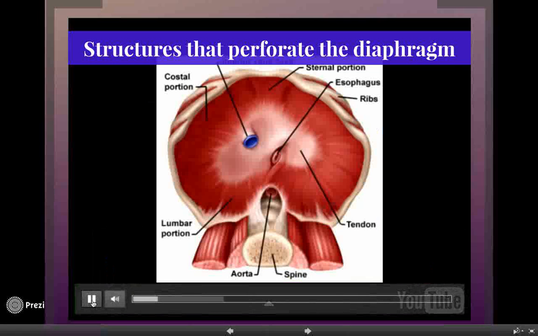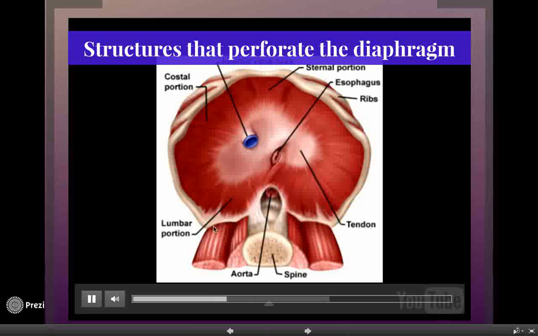Diaphragm structures. What structure perforates the diaphragm at the level of T8? At the level of T8, the diaphragm is perforated by the inferior vena cava. What structures perforate the diaphragm at the level of T10? At the level of T10, the vagus nerve and esophagus perforate the diaphragm. What perforates the diaphragm at the level of T12? At the level of T12, the diaphragm is perforated by the aorta, thoracic duct, and the azygos vein.